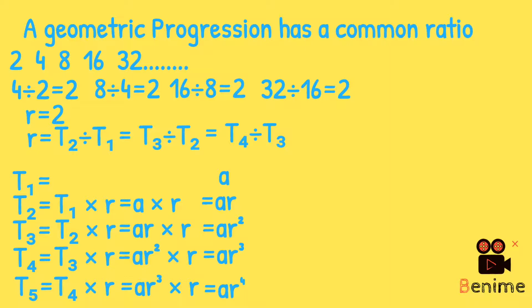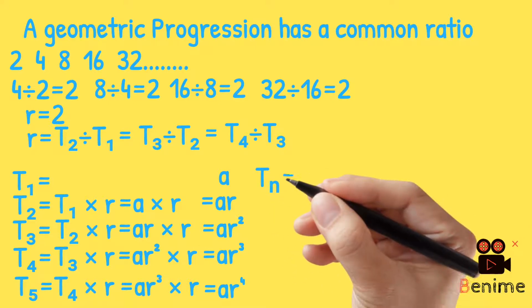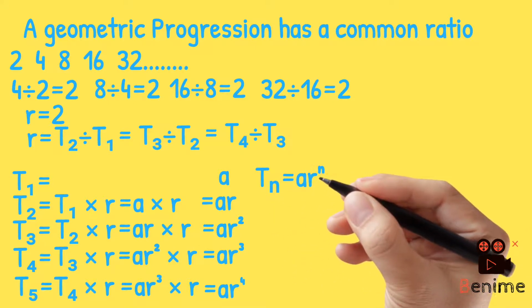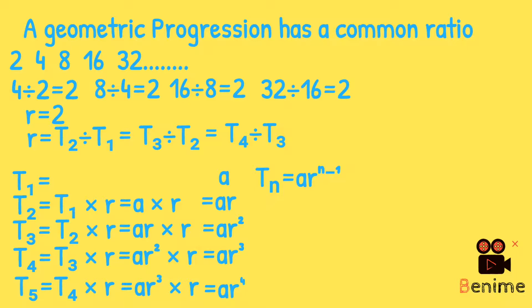So in essence, what I'm saying is that whatever the term is, it reduces by 1, and what you get will be the power of R. So in general, Tn is equal to AR raised to the power of n minus 1. That is, you're reducing your number of terms by 1. Tn means the nth term, reducing the number of terms by 1.